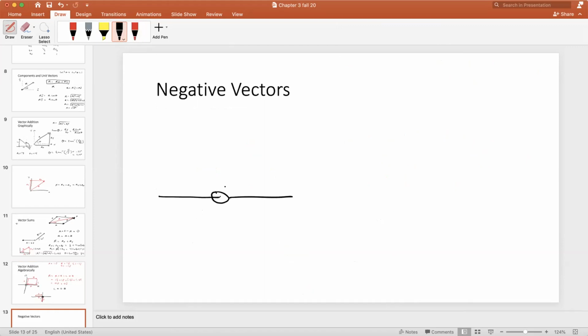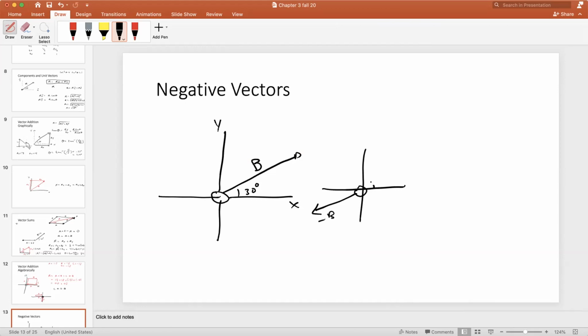Something else I want to show you is that, in fact, if I have some vector, and we just saw this, but in a weird way, let's say I have a vector that I'm going to call, I don't know, let's call it B just for whatever. Okay, and B is at 30 degrees. All right. Negative B, this negative vector, is actually in the opposite direction. So negative B would be at 180 more, so at 210 degrees. It points in the opposite direction, okay?